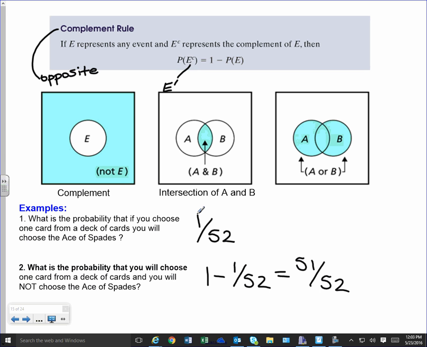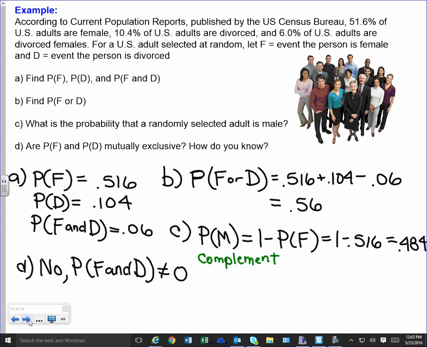What is the probability you will choose one card and you will not choose the ace of spades? Well, that's the complement, right? You either choose it or you don't. If you don't choose it, it's going to be 1 minus 1 over 52, which is going to be 51 over 52. So there's 51 options that are not the ace of spades, one option that is. And we'll use the complement a lot going forward, and just in different ways.